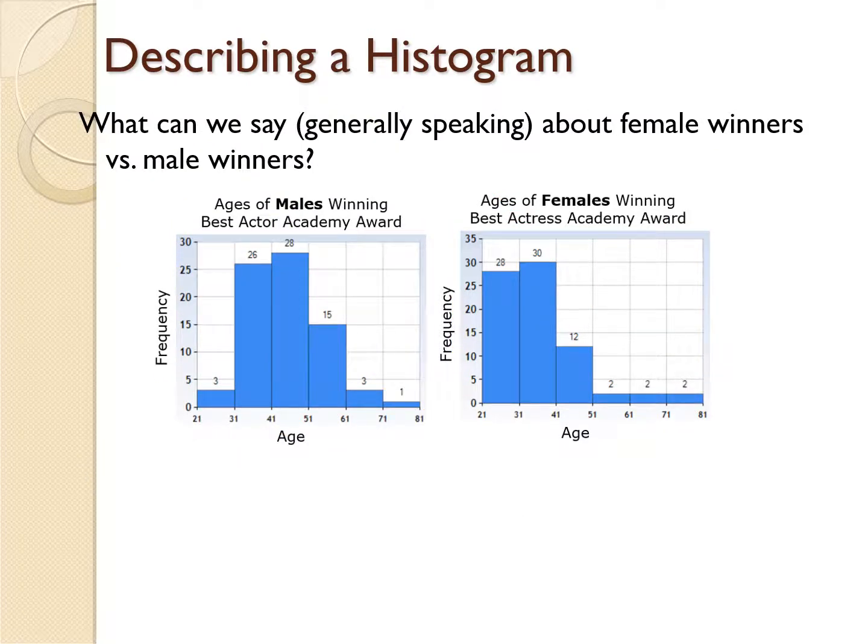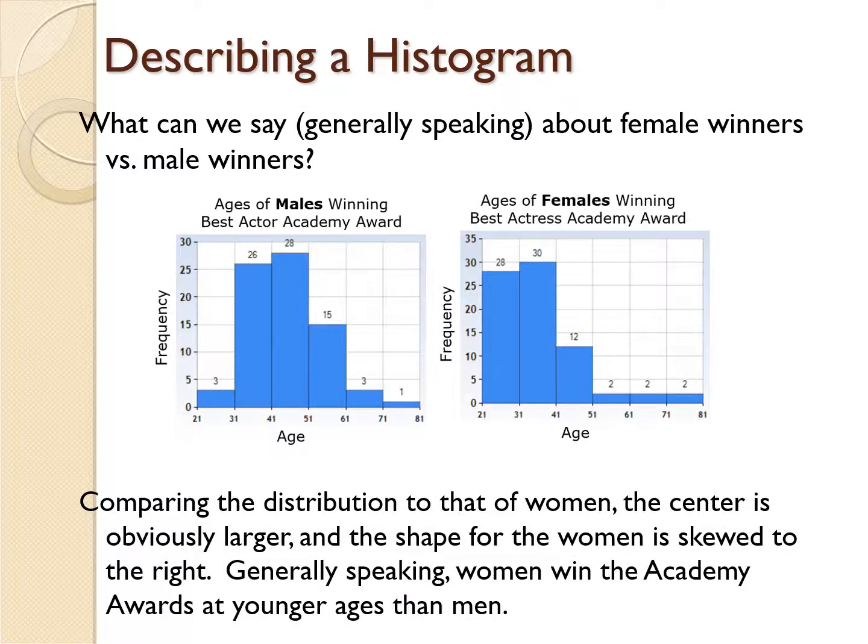We answered this on the previous slide, but what can we say generally speaking? Comparing the distributions, the center is obviously larger for men. The shape for women is skewed to the right. Generally speaking, women win the Academy Award at younger ages than men.